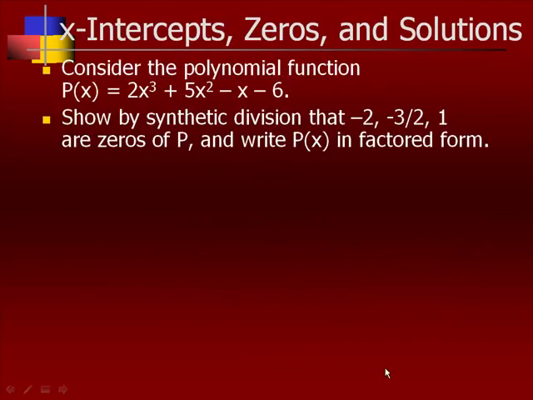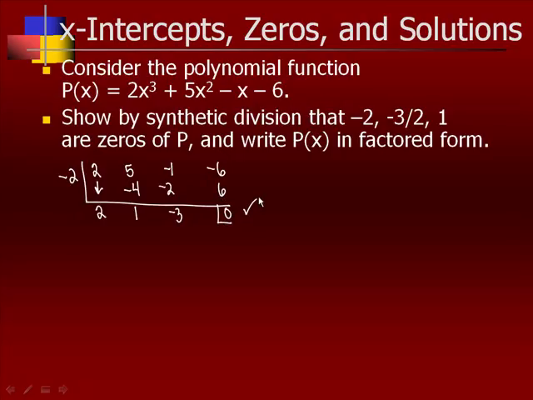Now, x-intercepts, zeros, and solutions are really all the same things. Consider the polynomial function p of x. Show by synthetic division that negative 2, negative 3 over 2, and 1 are zeros of p. And then write p of x in factored form. So if we are doing negative 2 into 2, 5, negative 1, and negative 6, that would be 2, multiply, combine, multiply, combine, multiply, combine. So that means that worked.